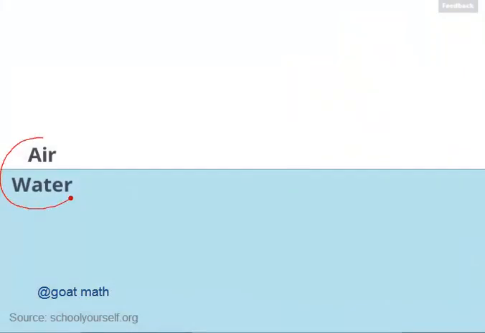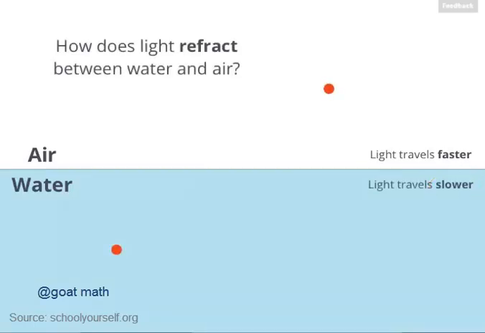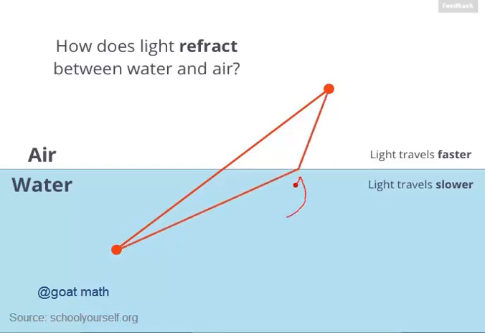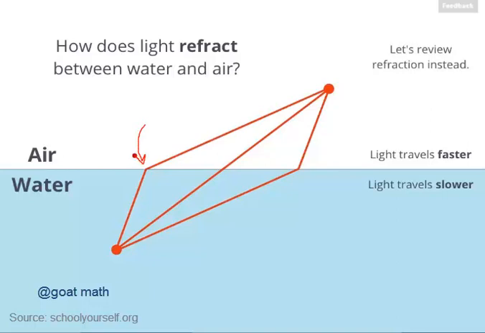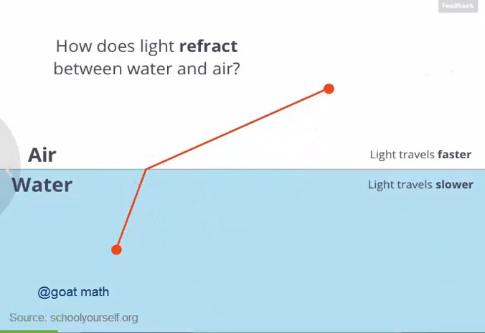So suppose you have air and water. Light actually travels faster in air and about 25% slower in water. So then how would a ray of light travel between points in the water and air? Would it take a straight path? Would it bend this way, spending more time in the water? Or would it travel this way, spending less time in the water? Right, so light bends or refracts between water and air, spending less time in the water.